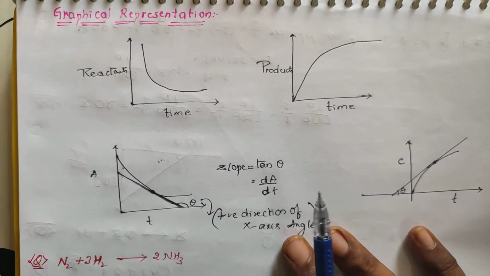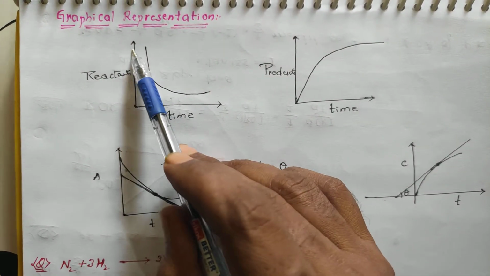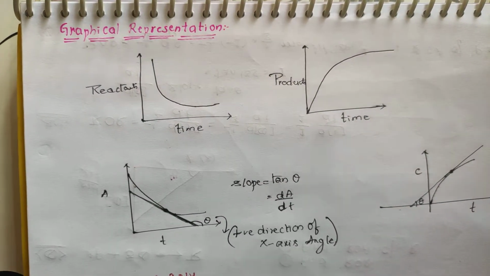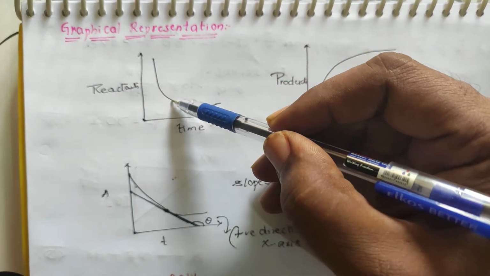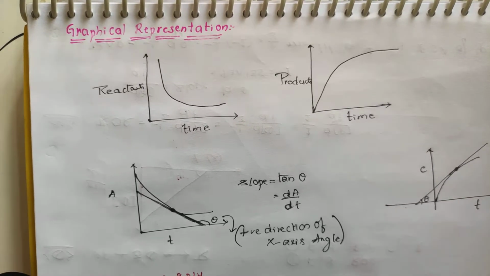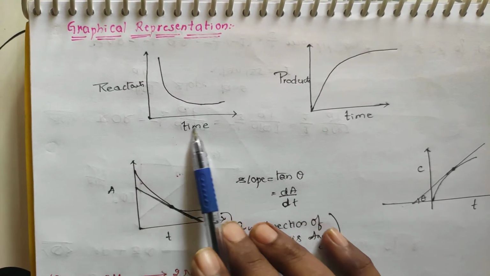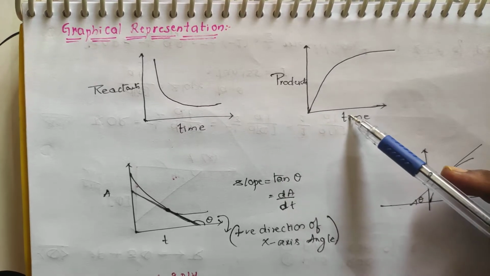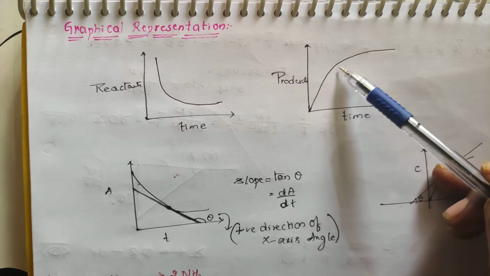If you represent it in terms of graphs, suppose the reactant is taken with respect to time. At the starting point, time 0, the reactant concentration is very high. As the time proceeds, the concentration of the reactants goes on decreasing. Right, students? You are getting me? If you plot the graph for products with respect to time, at the starting point the product concentration is 0, and as time goes on increasing, the products go on increasing.